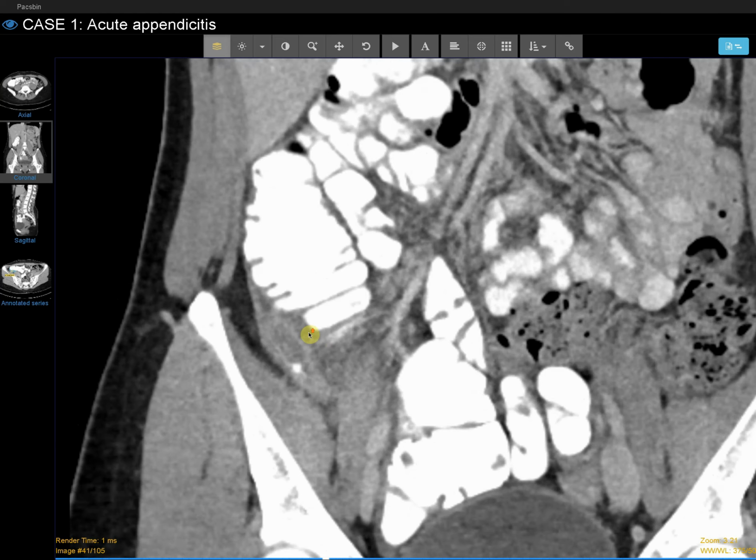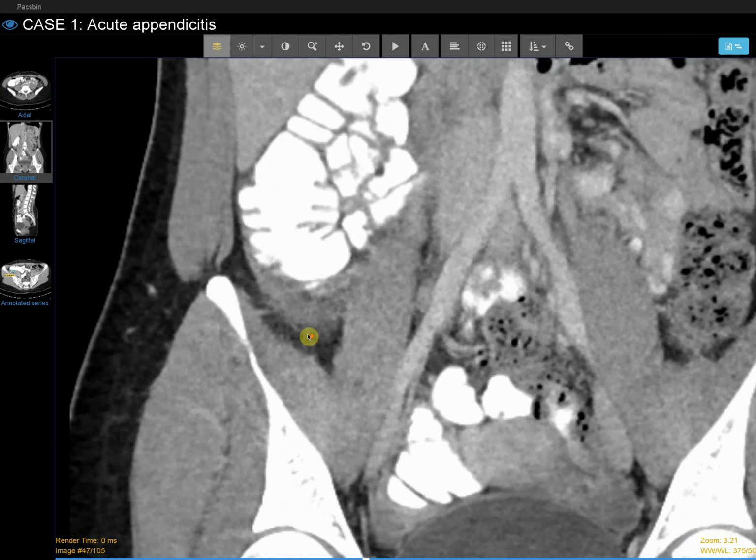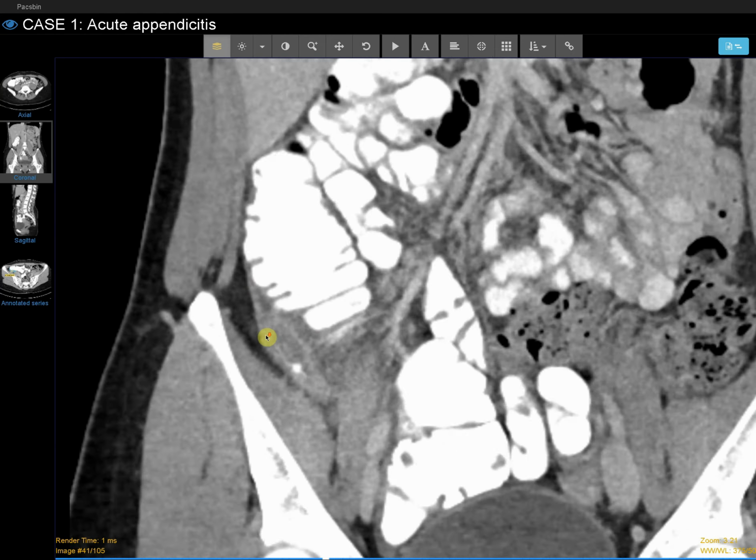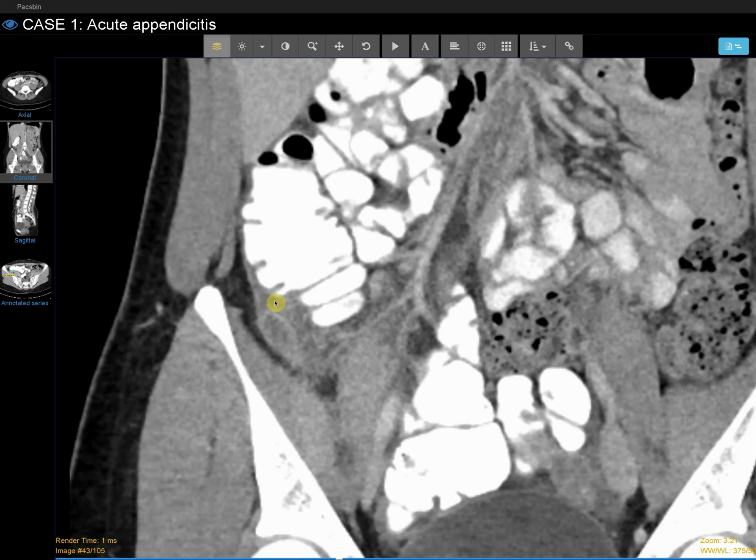Now, one of the other things with any inflammation in the bowel, we use the term dirty fat. Let's look at the fat here, and let's look at the fat here. Around the appendix, it's just thickened. Anytime you're trying to find something inflammatory going on in the abdomen or pelvis, inflammation causes swelling. Swelling means there's water. Water is more dense than fat. So you see inflammatory stranding.